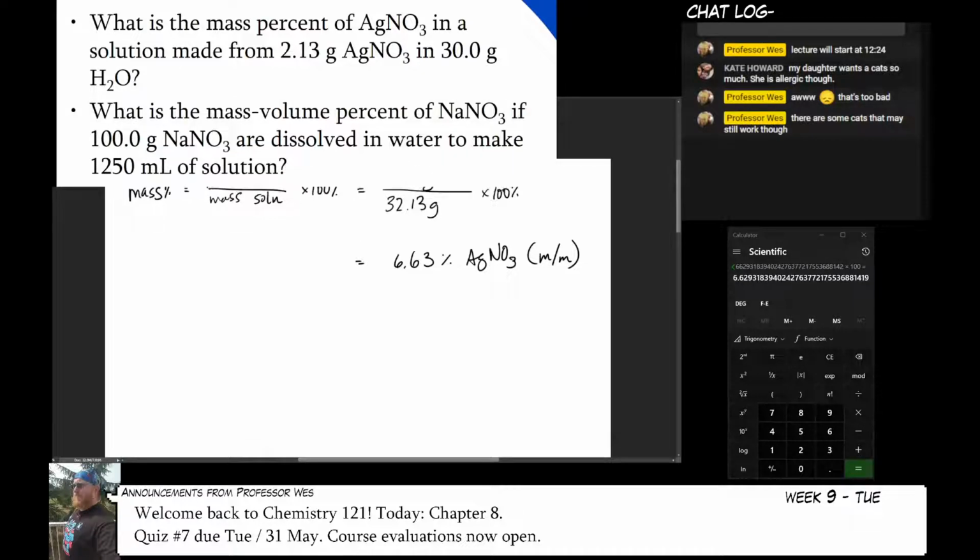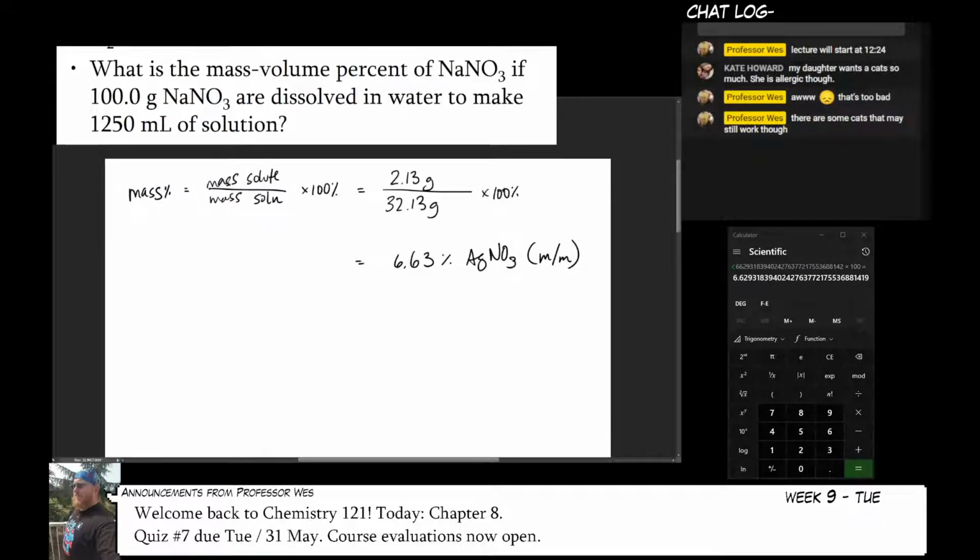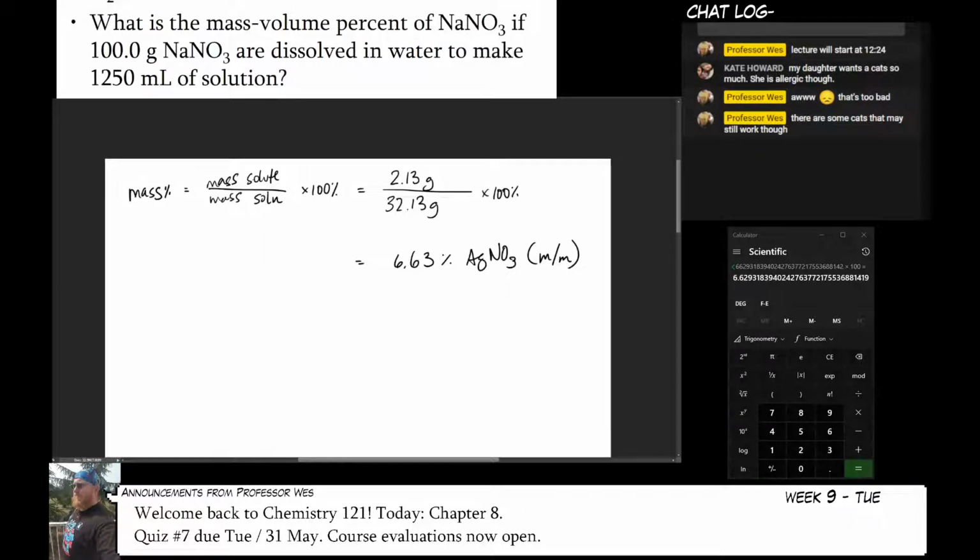All right, we got the other solution here. We can do sodium nitrate, and I want the mass volume percent. So remember that mass volume percent requires you to input units in certain things. So the mass of the solute needs to be in grams, and then the volume needs to be in milliliters for the entire solution. And I forgot times 100, because it is a percent.